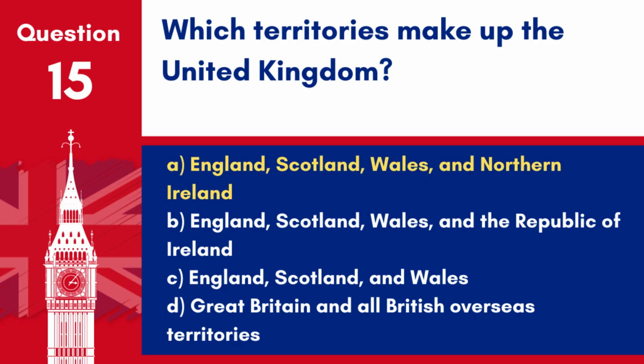Answer A. England, Scotland, Wales, and Northern Ireland. The United Kingdom is made up of 4 countries: England, Scotland, Wales, and Northern Ireland.